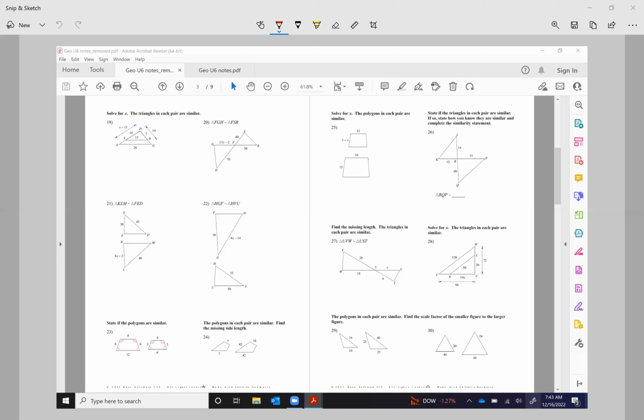So the measurements of the small triangle are 11 and 12. I'm going to write them from small to large. The measurements for the big triangle are 23 and 24. Now, two ways to check if they're proportional. Simplify your fractions. They should simplify to the same thing, or cross multiply. 11 times 24, and then 12 times 23. Whatever you get on the multiplications, if they are similar, they should be the same thing.